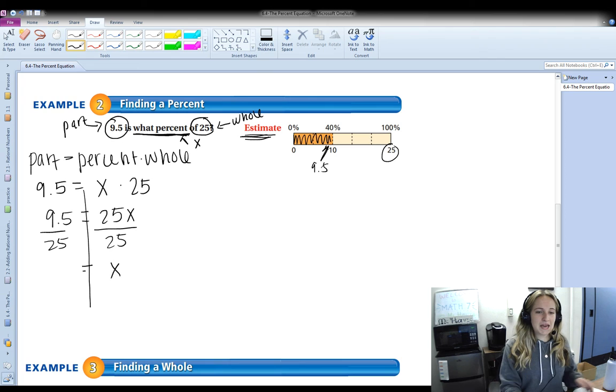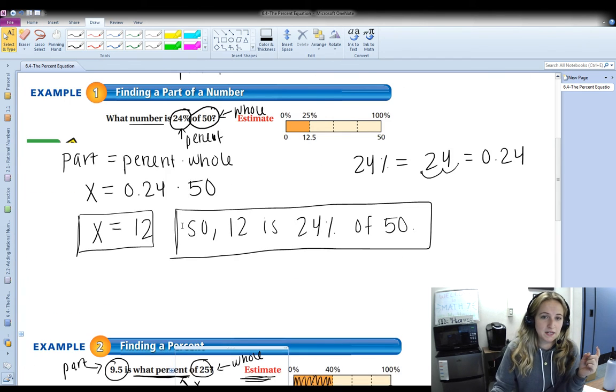And that's going to give me x equals, and I'm going to go in my calculator very carefully and write 9.5 divided by 25. And that's going to give me 0.38. Is that my answer? That's a decimal. And it says what percent, but that's a decimal.